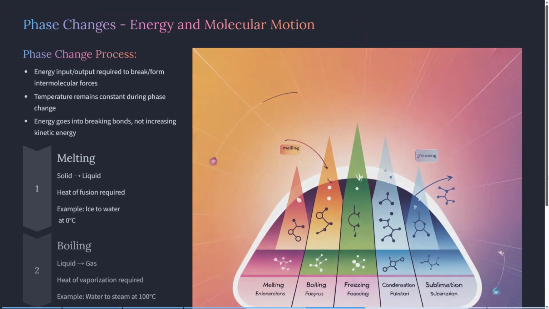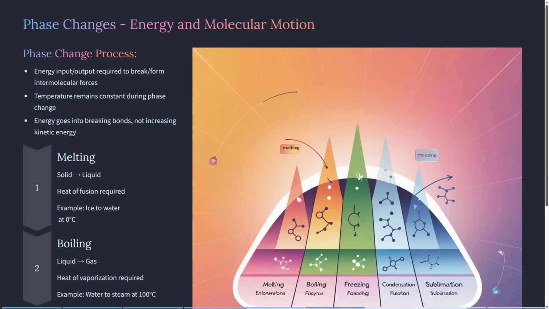Now, how do we get from one state to another? It's all about energy and breaking or forming the forces between particles. When ice melts at 0 degrees Celsius, we are adding energy to break the tight bonds holding the water molecules in place. Interestingly, the temperature stays constant during this melting process. All that energy goes into breaking bonds, not heating up the water.